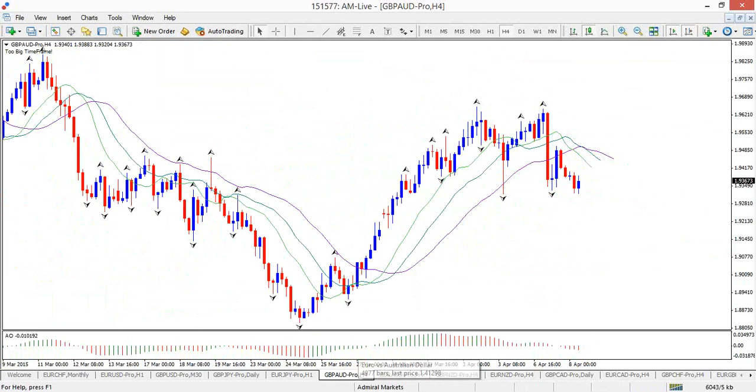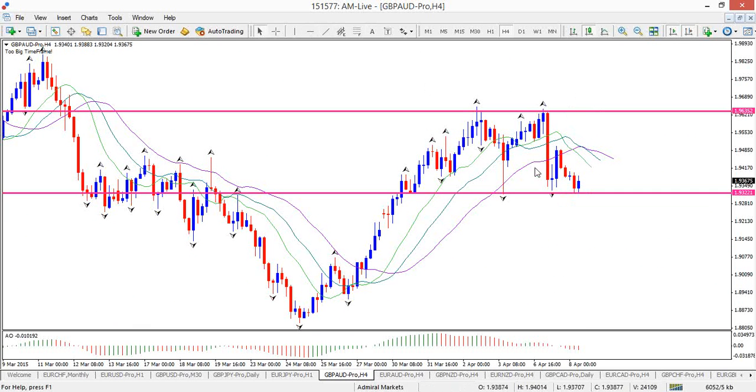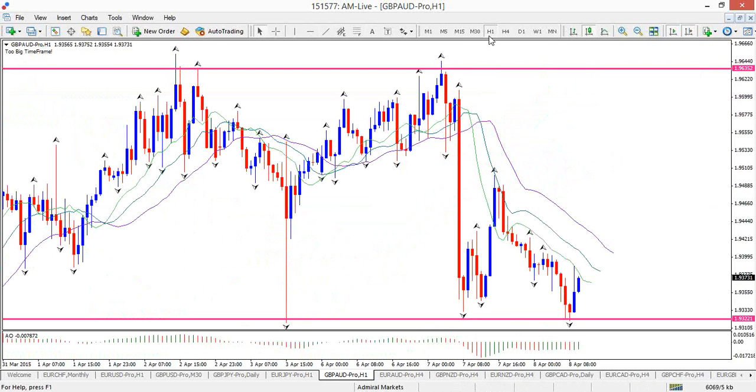Let's check others. Pound aussie slowly reverting back down. It actually has a clear bottom and top. It had a great upside, now showing struggle with the upside and perhaps moving back down.